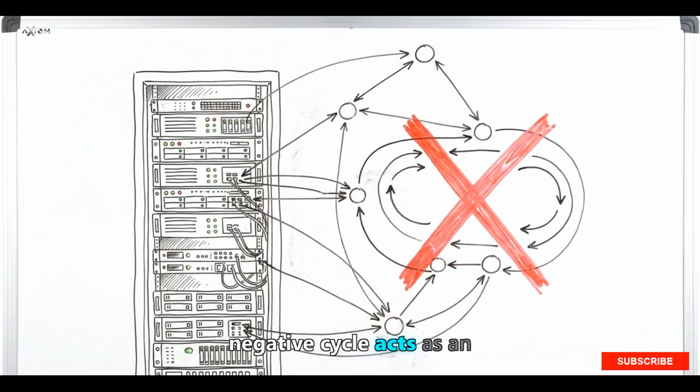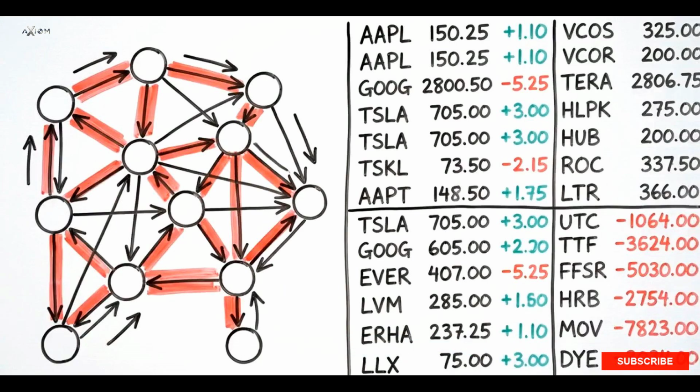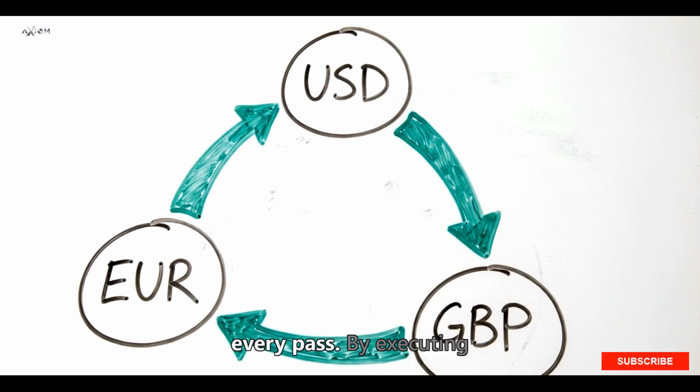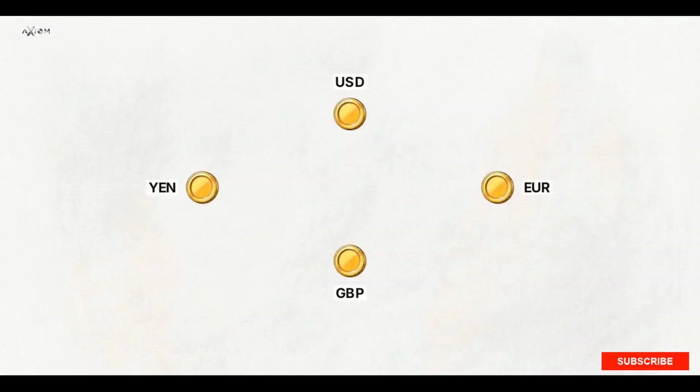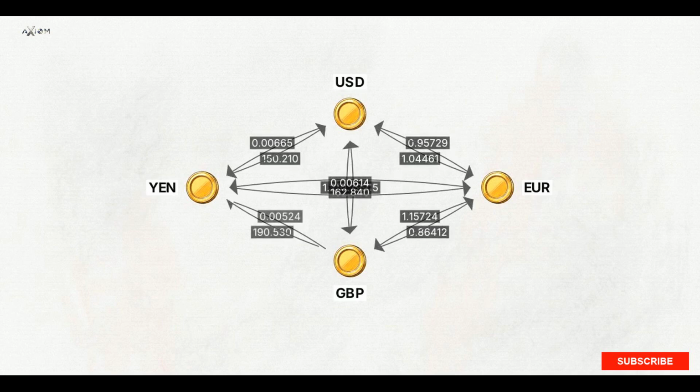The negative cycle acts as an infinite feedback loop within the system, continually driving the total path cost down toward negative infinity with every pass. By executing this Vth iteration, Bellman-Ford transforms from a path mining algorithm into a diagnostic tool capable of identifying infinite loops before they crash a system.